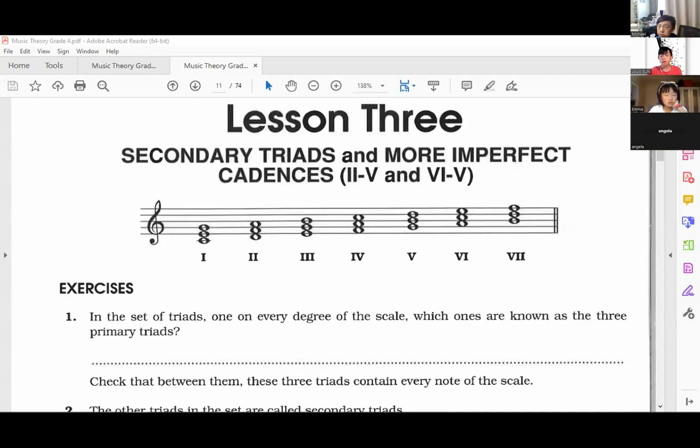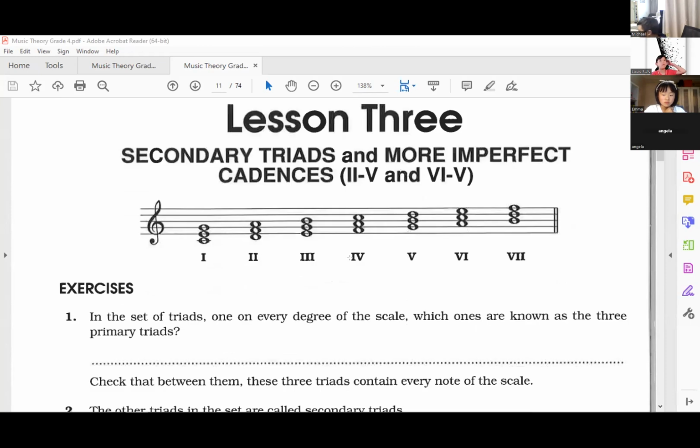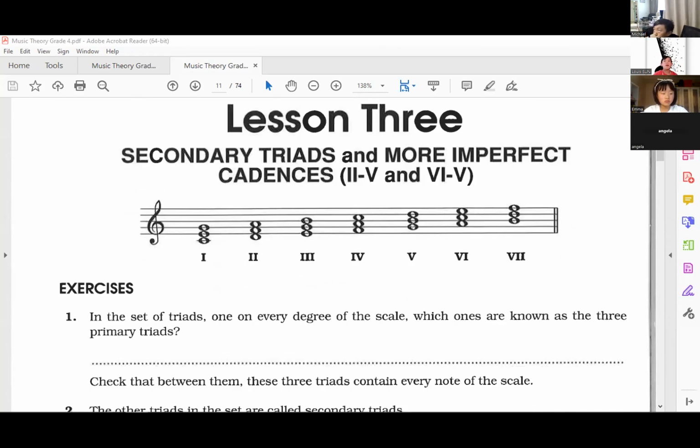So, welcome back, everyone. We haven't had a lesson in a couple of weeks. So, I think I'm going to pick up exactly where we left off, and then we're going to do a bit of revision exercises. Where we left off was at imperfect cadences and more 4-part harmony.